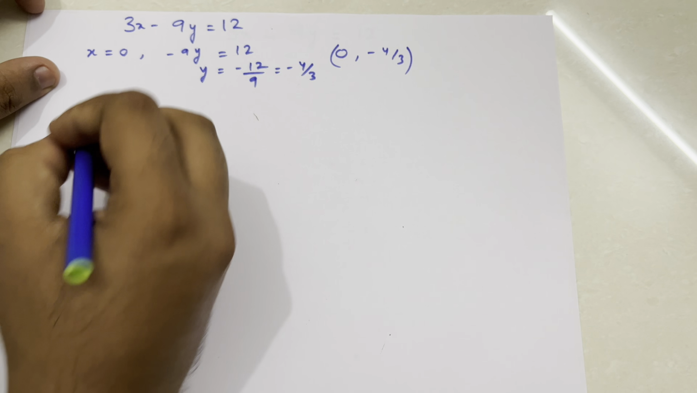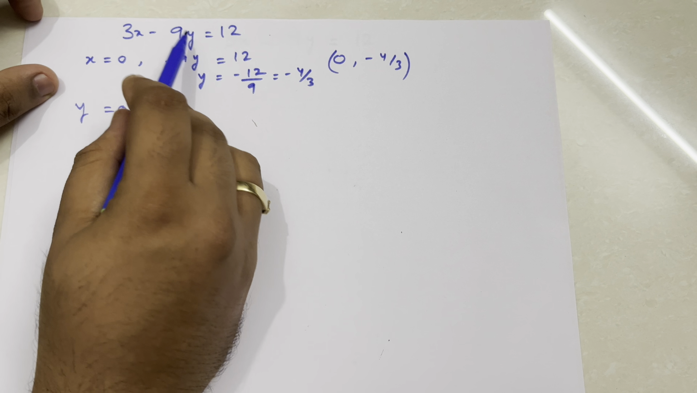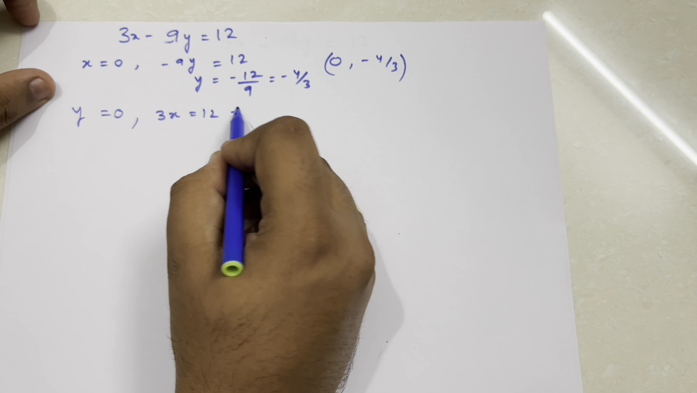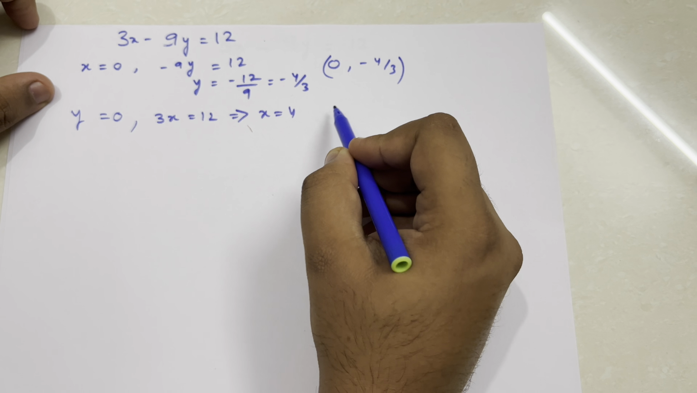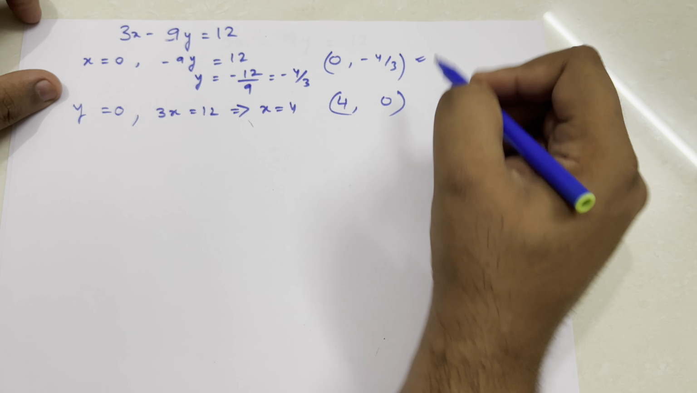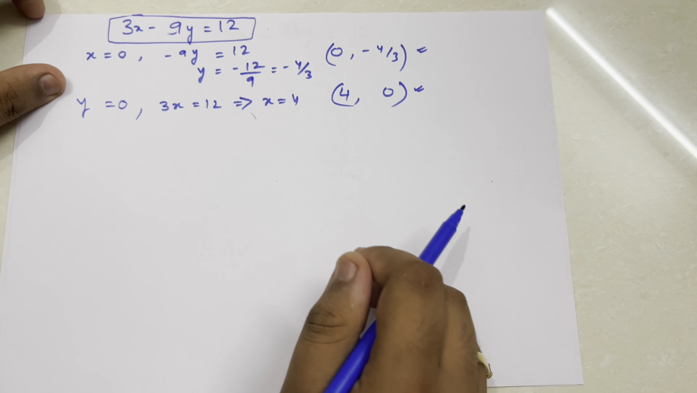Now we have to take y equals 0. If y equals 0, this part becomes 0. Simply you get 3x equals 12 and from this you get x equals 4. So (4, 0) becomes the second point. So these are the 2 points of this straight line 3x minus 9y equals 12.